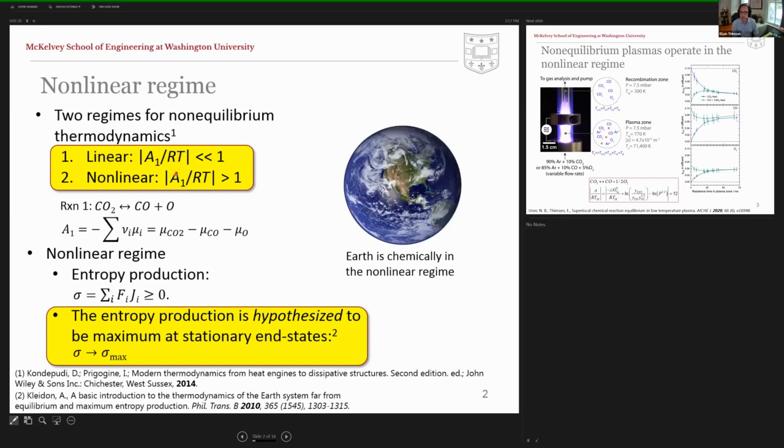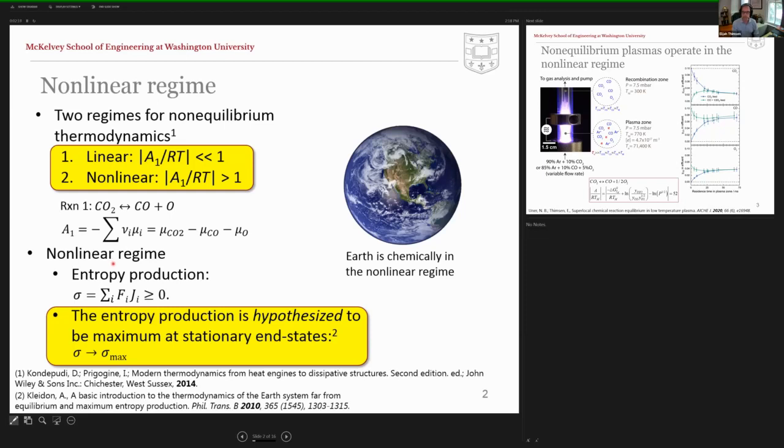Basically, the potential of this reaction needs to be much less than the thermal energy. If the reaction affinity is on the order of the thermal energy or greater, then a chemical reaction operates in the nonlinear regime of non-equilibrium thermodynamics. And just to remind you, the reaction affinity is defined as the negative of the sum of the stoichiometric coefficients for different species participating in a chemical reaction multiplied by their chemical potentials. And this nonlinear regime is interesting because many systems that we don't really know how to describe with thermodynamics operate in this regime. Of course, the Earth is a notable example. So we don't really know how this works well yet.